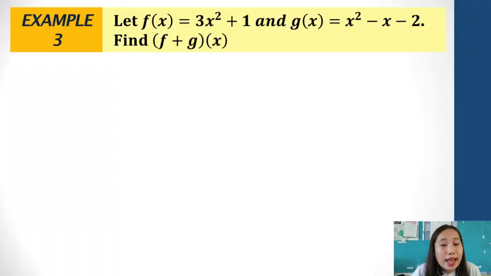So, madaling-madali lang. Kapag marunong tayong mag-add and subtract ng integers, ng algebraic terms, mag-identify ng like and unlike terms, okay na okay na. Okay, another example na naman tayo. Let f of x equals 3x squared plus 1 and g of x equals x squared minus x minus 2. Find f plus g of x. So, medyo mahaba-haba na to pero sisiw na sisiw.